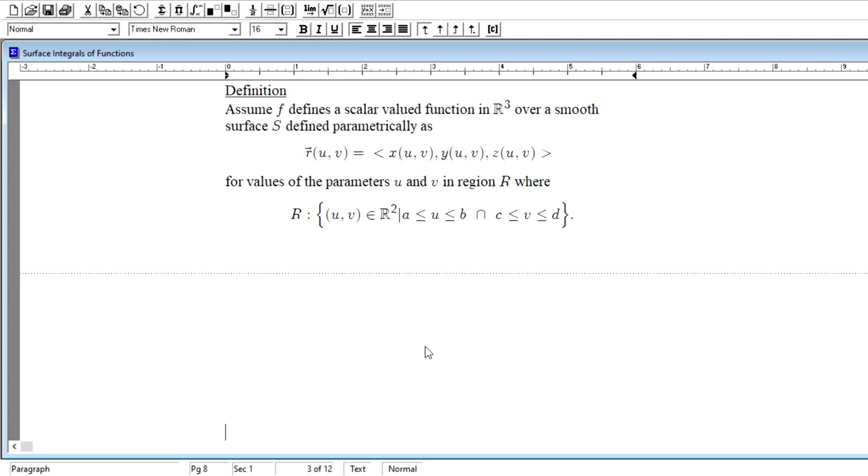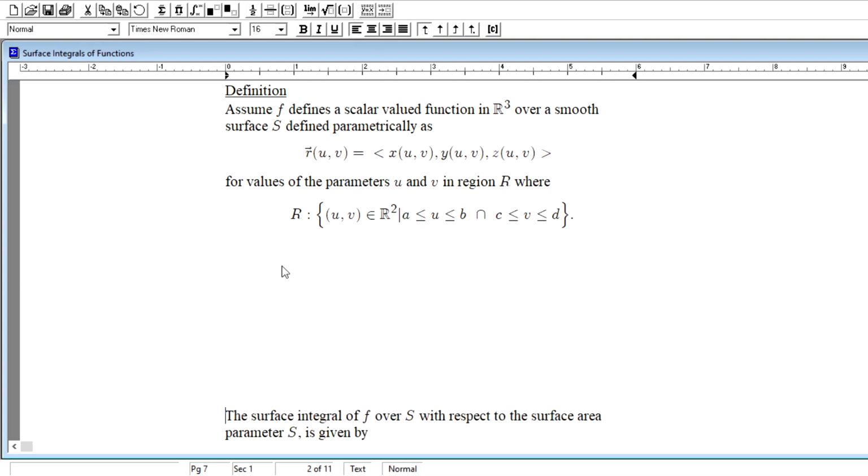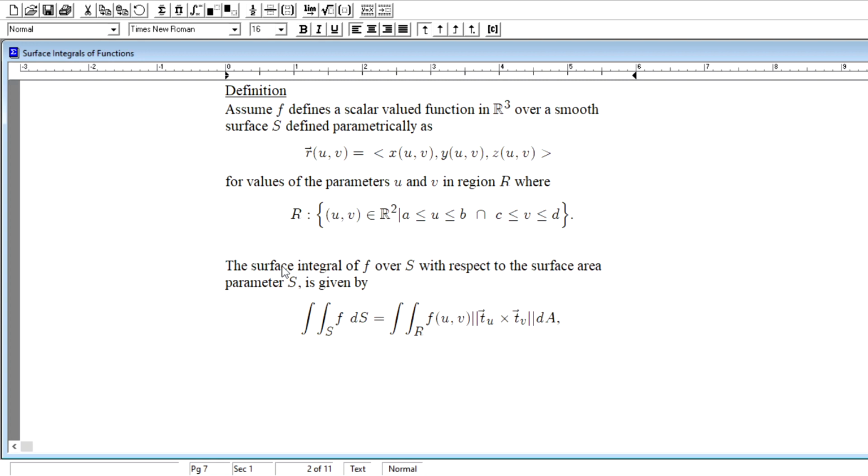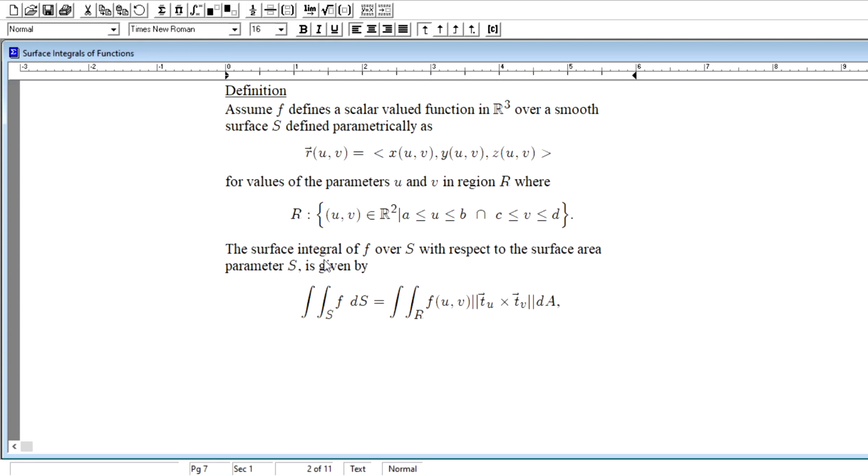All right. Let's assume that we have this three-dimensional function, right, that is occurring over this smooth surface S defined parametrically here, given in three-dimensional space. The surface integral of f over S with respect to the surface area parameter, which we also denote as capital S, is given by this calculation seen here. And it's given in general by this argument, right?